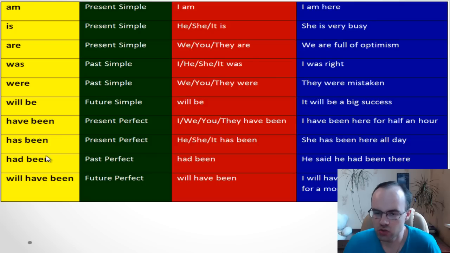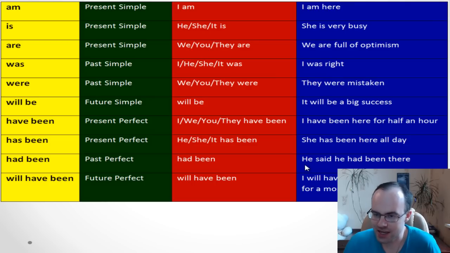Okay, let's look at one more very advanced structure, had been. So we mostly use it with past perfect, and it doesn't matter, so it's he, she, it, we, they. So we use had been. So what is past perfect? It's one tense before, or it's one time before.